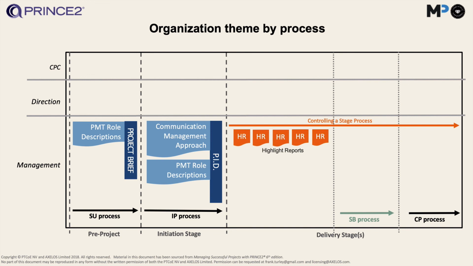Then if we look at how we communicate during the controlling a stage process, well, the most popular, or the frequent, document that the project manager will send out will be the highlight report. And this is sent, let's say, every week or every 2 weeks to the project board. And when I say highlight, I mean highlight. 1 page can be sufficient at that.